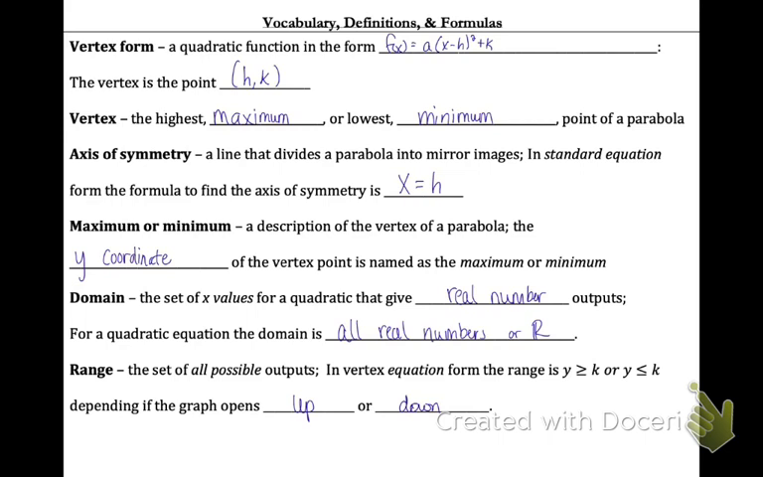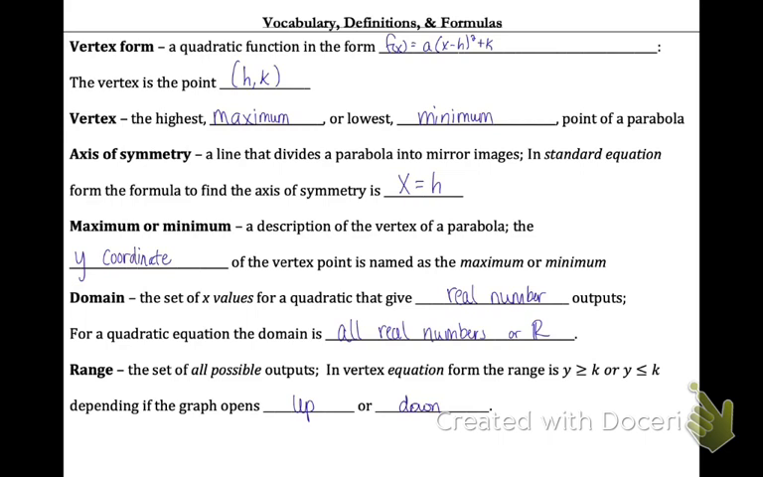It's going to be your highest, your maximum, or your lowest, a minimum, point of the parabola. We also have something called an axis of symmetry. This is a line that divides a parabola into mirror images. It's a vertical line. In standard equation form, the formula to find the axis of symmetry is just x equals whatever your h value is.